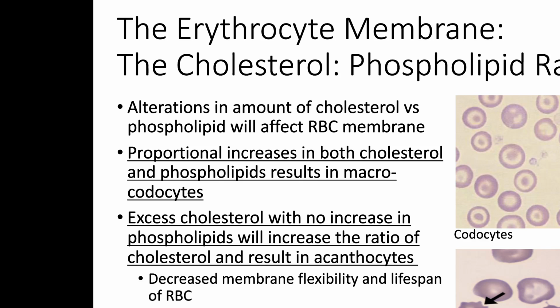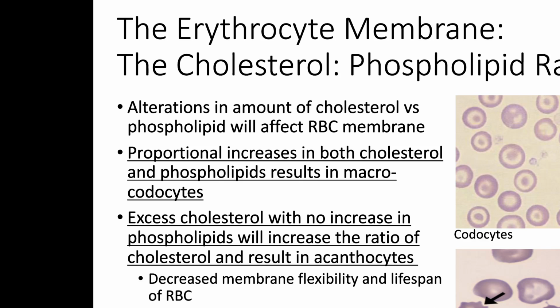So think of this like making a cake batter. If I have too much batter, then I'm just going to have too much cake. So in codocytes, right, you have too much lipids overall. That's going to cause this membrane to want to fold up on itself in a really weird way. What it looks like from the surface is this target cell-like effect, where this is just the excess amount of membrane that's folding upwards.